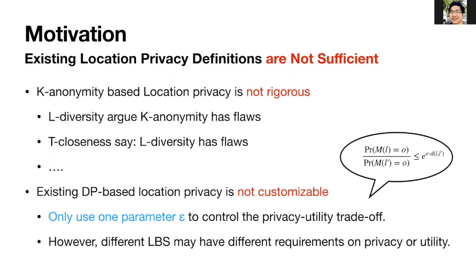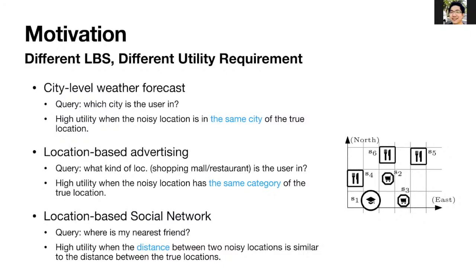However, different location-based services may have different requirements on privacy or utility. So here are some examples of different location-based services. We can see that in fact, they have different requirements on the utility. For example, the city-level weather forecast provides the city's weather information. Such an application needs the city-level location. So the utility provided by the application would be higher if the noisy location is in the same city as the true location.